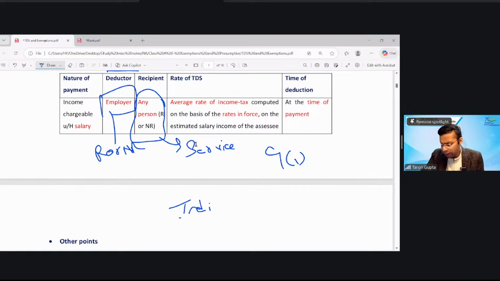So first is 192, income under the head salaries. The rate at which tax is deducted in section 192, I will not tell you, you will tell me because you have studied. This is not a new topic. We are only revising the TDS provisions. This is the average rate. So what do you do? You estimate all the salary income of the employee, you compute the tax liability, and then you divide that tax liability by 12, the number of months, and you deduct tax of such amount in each month. The tax is deducted at the time of payment.